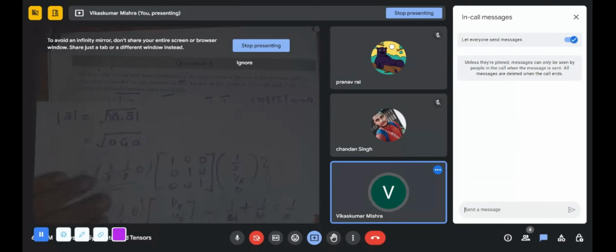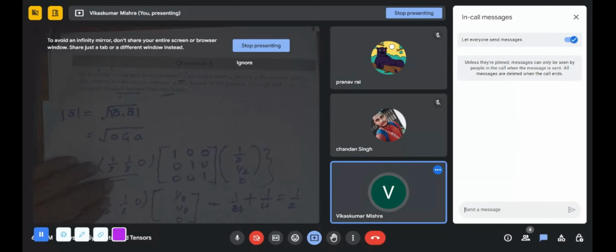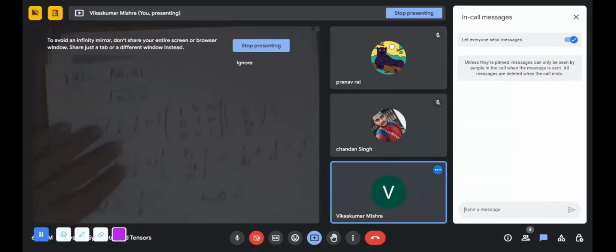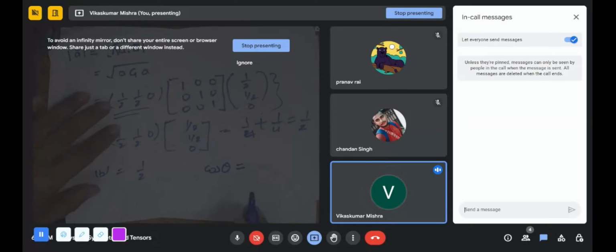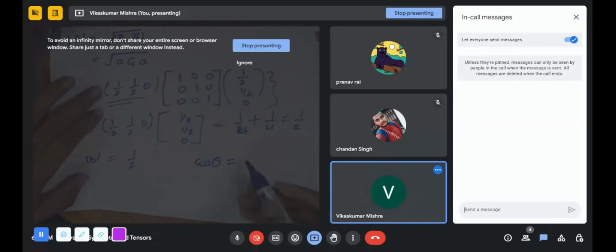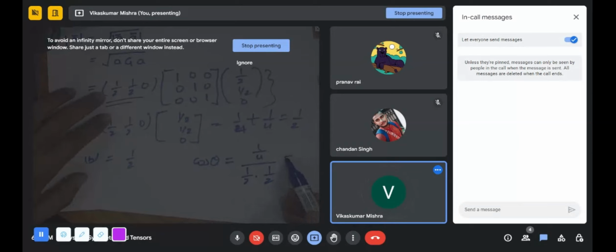We can substitute them. So cos of theta will be equal to 1 by 4 divided by 1 by 2 times 1 by 2. That is 1.